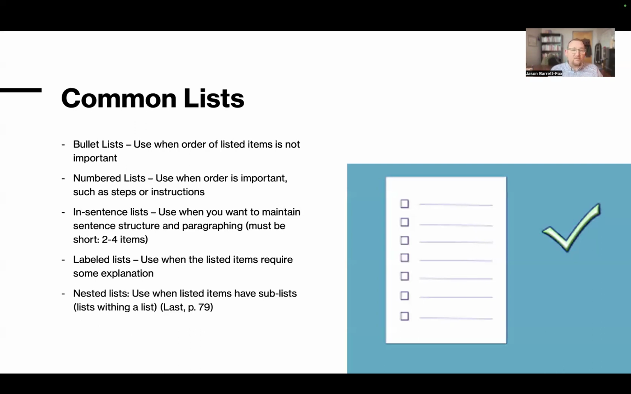You can also label items on the list if they need explanation, and lists can be nested. So you can have a smaller list inside of a step of a larger list, right? That can get a little confusing. So I would recommend only using nested lists when you absolutely have to, because they do leave the potential for some confusion there. So we just want to make sure that everything is as clear as possible.